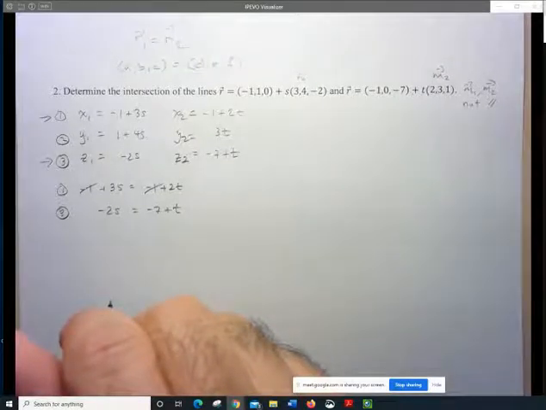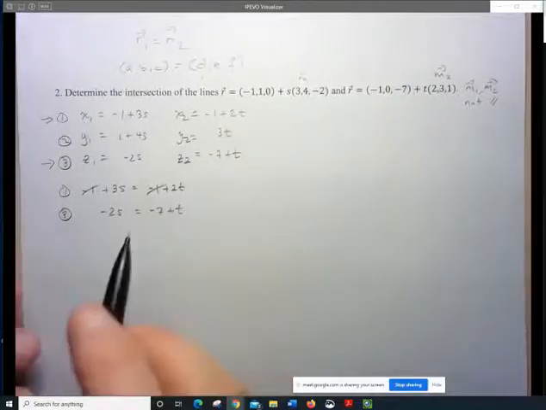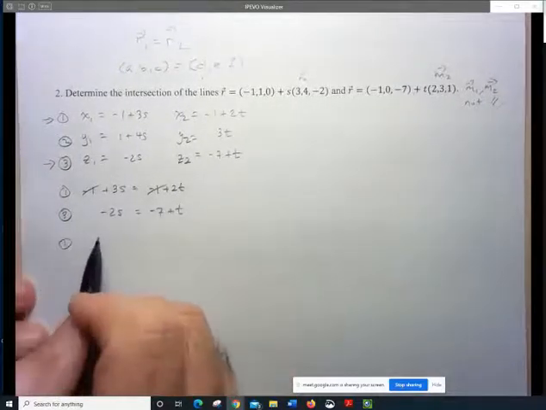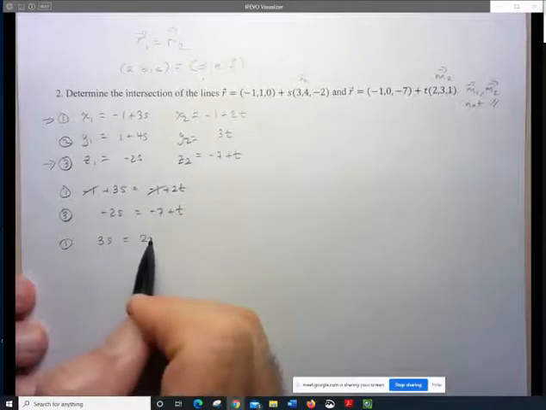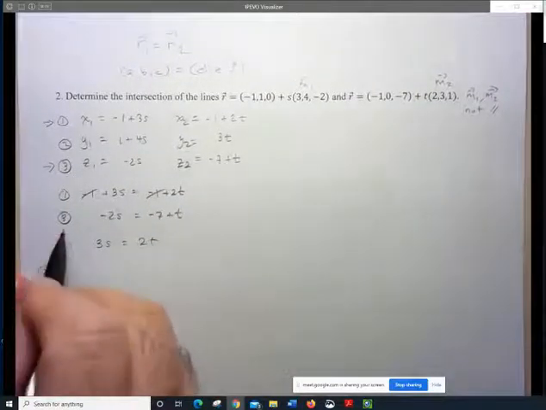Those are things that I can check. Okay. So again, what would be nice is if you're doing this, try to stay a step ahead of me if you can as I'm doing this. Okay. So here, I guess I'm going to multiply equation. I'll keep equation one as is, 3s equals 2t, and I'll multiply equation two by two, or sorry, equation three by two.